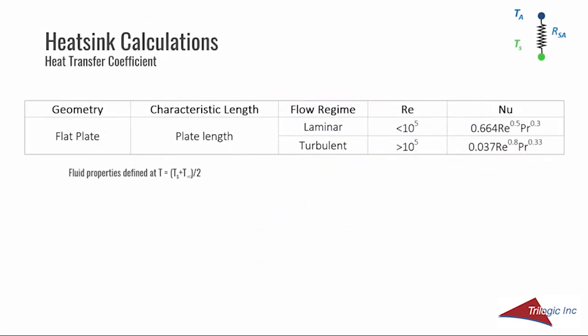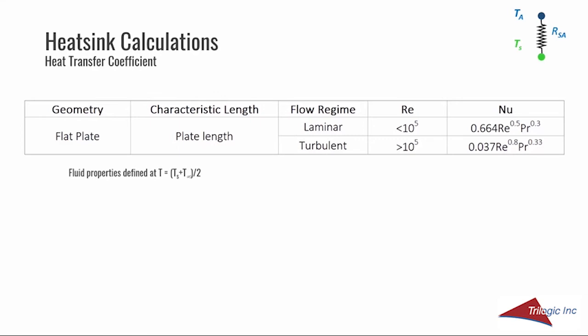Now let's take a look at estimating the thermal resistance associated with convection from the surface of the heatsink. Though heat conduction is a contributor to the overall performance of a heatsink, the thermal resistance associated with convection is the dominant factor when estimating the performance. For initial sizing of a heatsink, it's reasonable to only consider the fin area and the heat transfer coefficient.